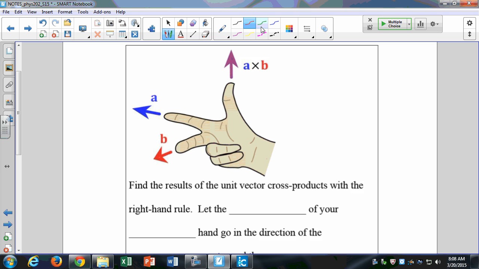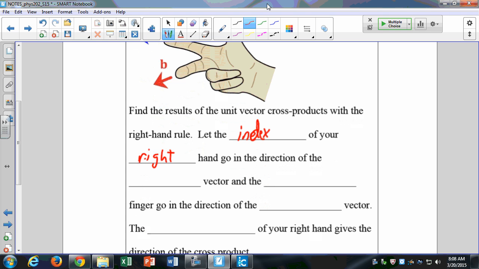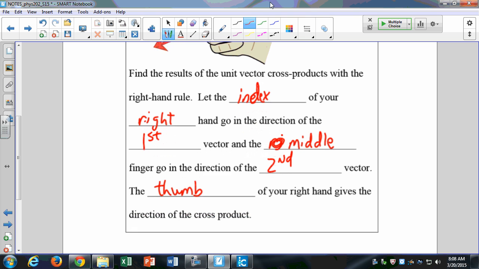So you're going to let the index finger of your right hand go in the direction of the first vector, and the middle finger, excuse me, not your ring finger, go in the direction of the second vector, and then the thumb of your right hand gives the direction of the cross product.